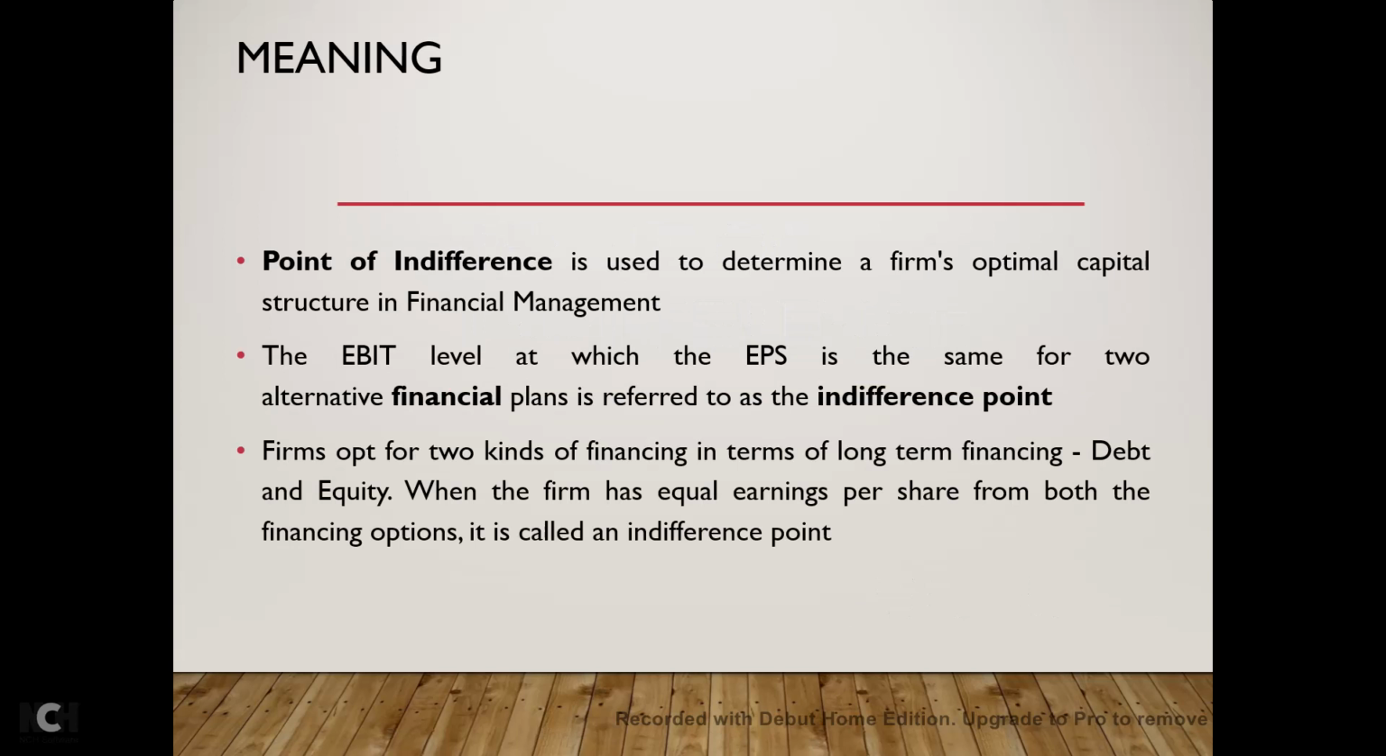Point of indifference is mainly used to determine a firm's optimal capital structure. Firms normally opt for two kinds of financing in terms of their long-term requirement, and it could be debt or equity. When the firm has equal earning per share from both the financing options, it is called an indifference point. So point of indifference gives you the EBIT level at which the EPS from the two options will be the same, and that's why it is called point of indifference.